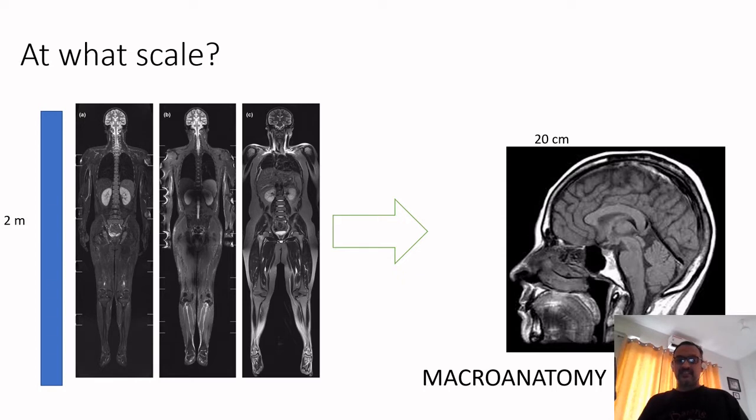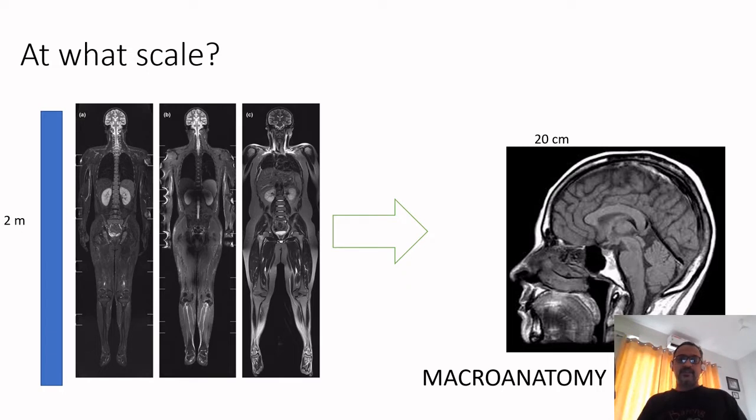What you see here is what we define as a macro scale. What you see on the left-hand side is a whole body scanner. So, obviously, at the scale that we're studying, that's about 2 meters approximately, which is the height of a human being. And a part of it can be considered, as I just mentioned, a 20 centimeter scale.